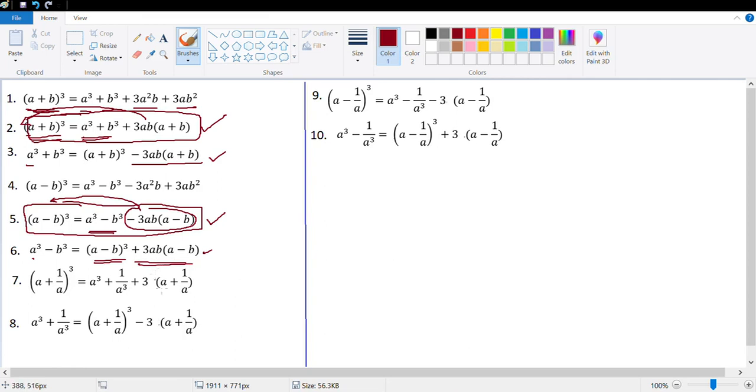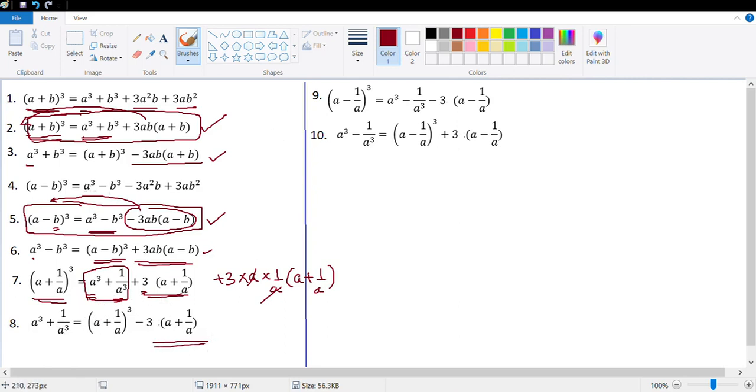Formula 7 to 10 are nothing but if I were to replace b with 1 upon a, what I would get is a plus 1 upon a whole cube would be first term cube plus second term cube plus 3 times first term into second term multiplied with first term plus second term. Now this a and this a get cancelled, so what we are left with is plus 3 times a plus 1 upon a. Similarly, if I were to find the value of a cube plus 1 upon a cube, if I were to make that as the subject, then my equation becomes a plus 1 upon a whole cube minus 3 times a plus 1 upon a.